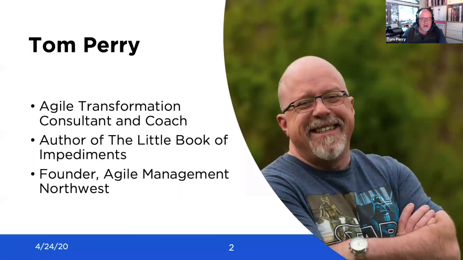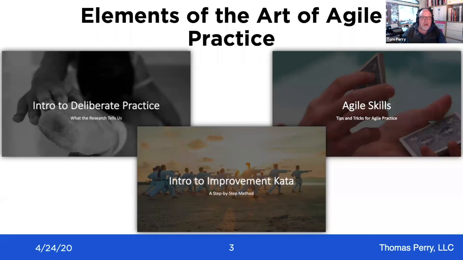I think everyone on the line knows who I am, but just by way of quick introduction, I'm Tom Perry. I'm an Agile transformation consultant and coach here in the Seattle area, and I'm author of The Little Book of Impediments and founder of Agile Management Northwest. And I think we're going to be looking at doing another Agile Management Conference, a virtual Agile Management Conference here soon. So stay tuned.